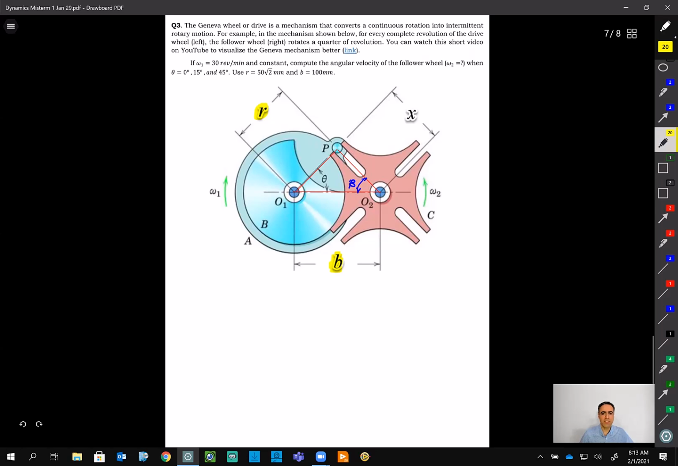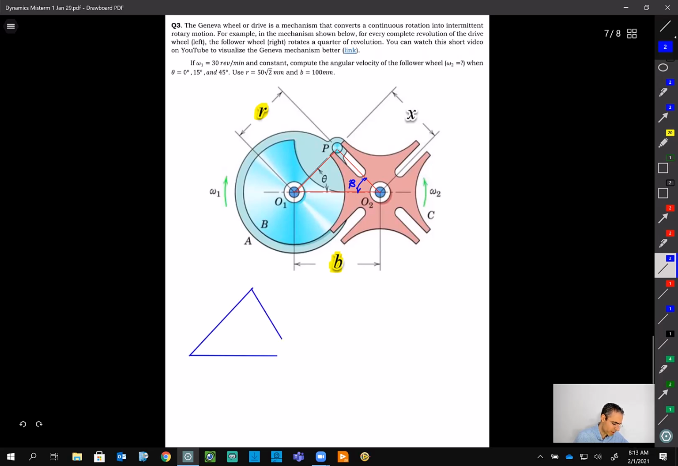And as you can imagine, for every complete revolution of the wheel A, it's just going to be a quarter, 90-degree revolution for the one on the right. So we call the one on the left the driver, because it drives everything. The motor is connected to that. And the one on the right, we call a follower, because it follows wherever the other one goes. Okay? So what I was trying to say is, whenever you see, let me write it here.